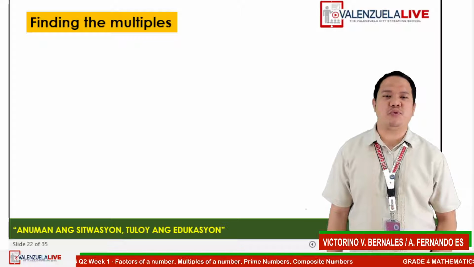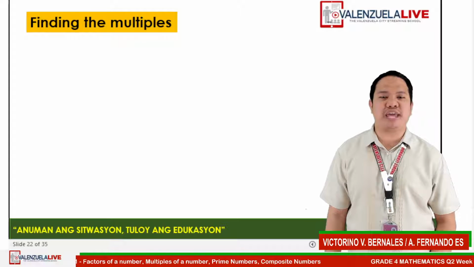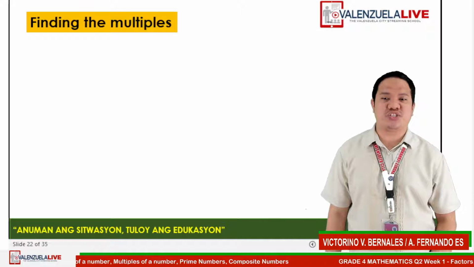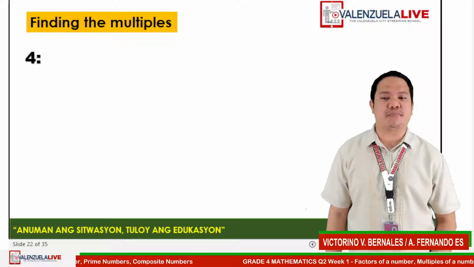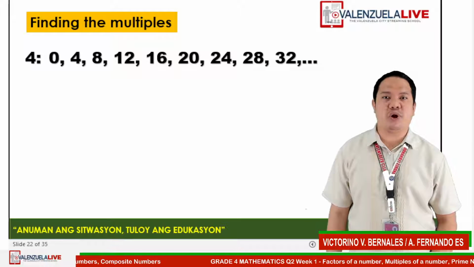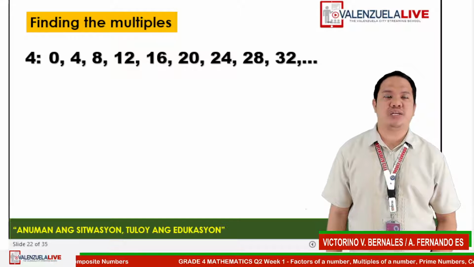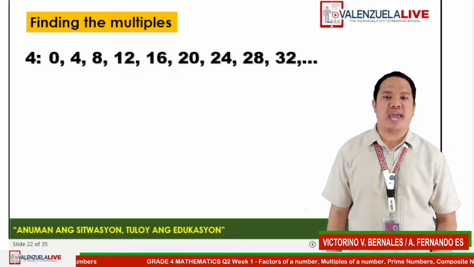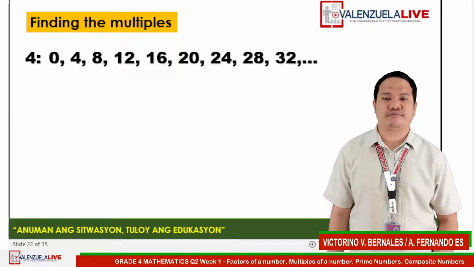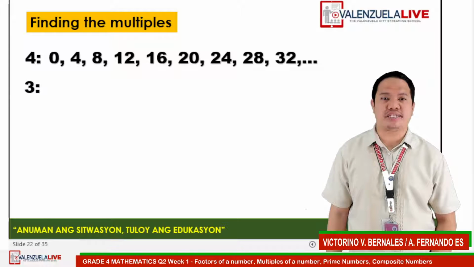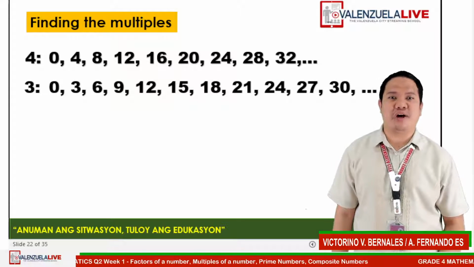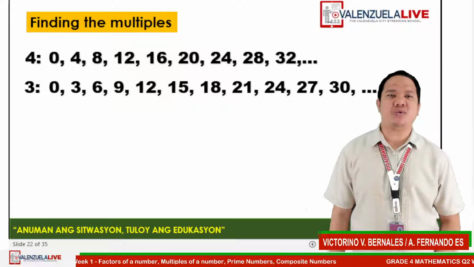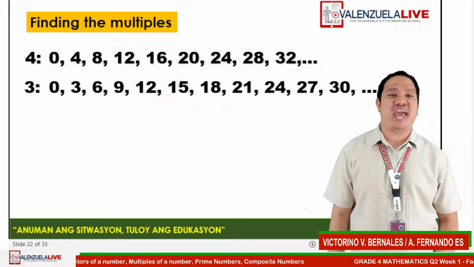So, if we want to find the multiples of 4, we can do it by multiplying 4 with another number, such as 4 times 0, which is 0. Okay, so 0 is the smallest multiple that we have. Then we have 4, 8, 12, 16, 20, 24, 28, and 32, and so on. Let us try it with 3 this time. 0, 3, 6, 9, 12, 15, 18, 21, 24, 27, and 30.